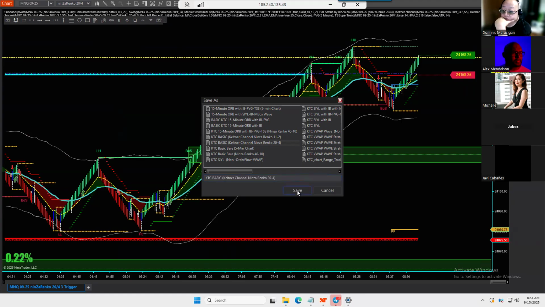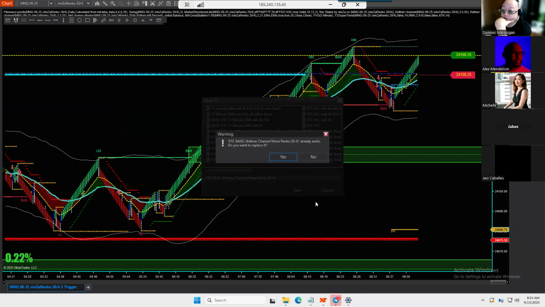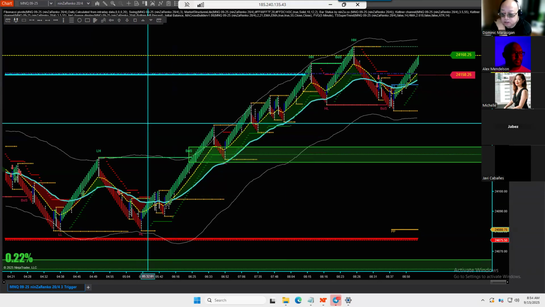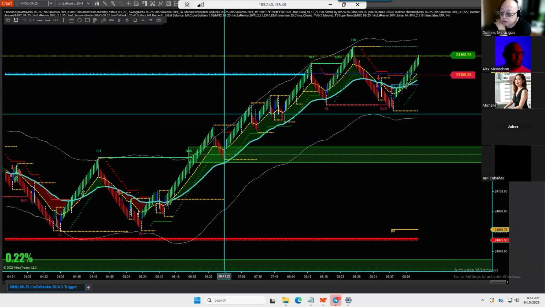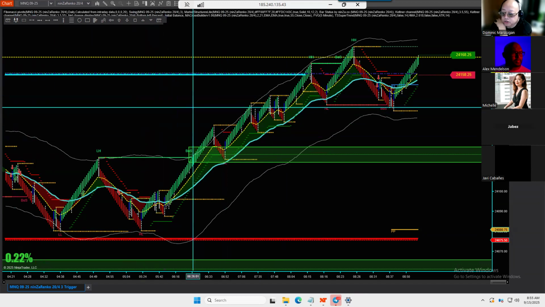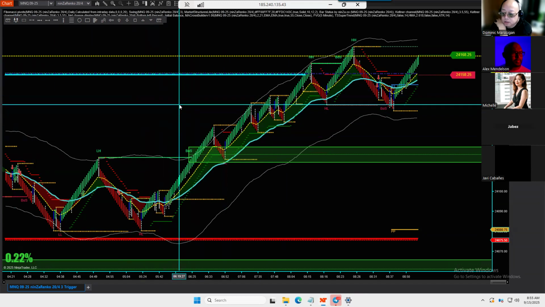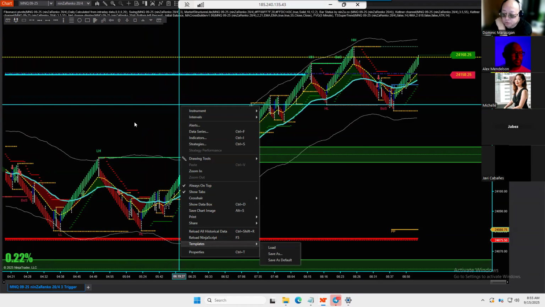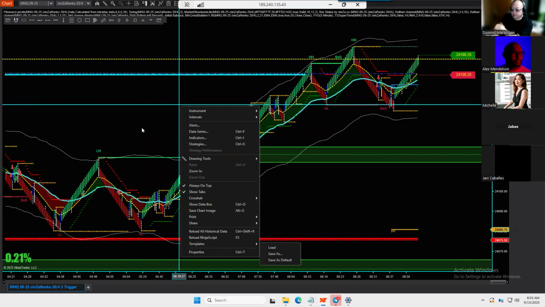Let's update this. We will just copy and paste it the same with the other template, right? No, take away the template and just install this new template. So on your chart, you right click, go to templates, and then load. Now when I upload this, you know how you move it into the chart templates folder in NinjaTrader, right? Yes, coach.